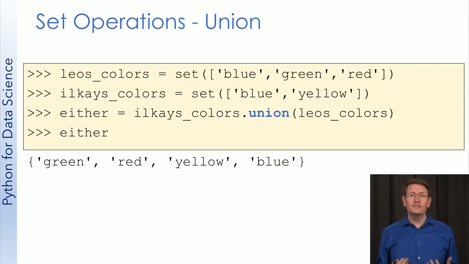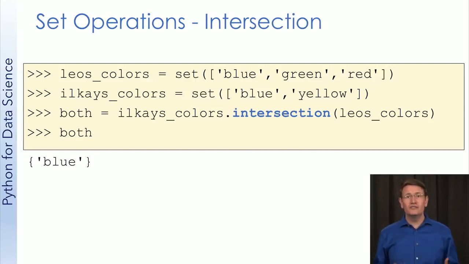To be honest, most of the time when I find myself using sets is because I want to pull out the unique items across two groups of elements or to find the unique items in common. To find the items in common, we'd use the intersection method. Calling intersection on these two sets gives us back blue, because blue is in both of the sets.